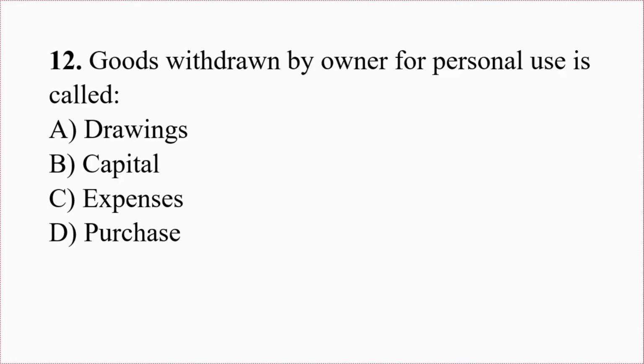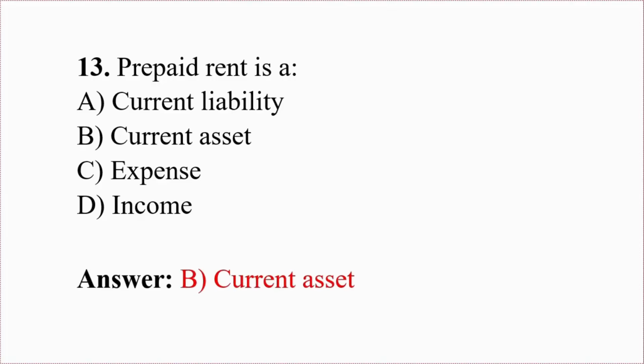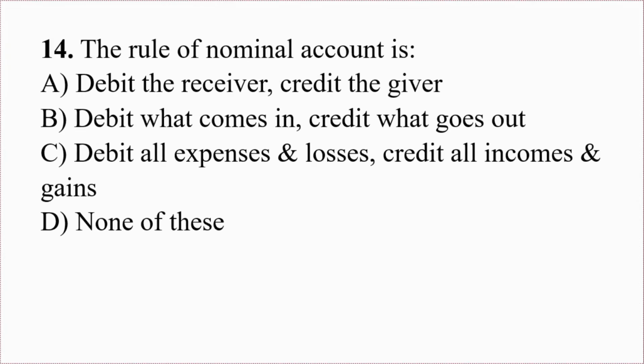The next question is: goods withdrawn by owner for personal use is called option A, drawings. Option B, capital. Option C, expenses. Option D, purchase. The correct answer is option A, that is drawings. The next question is: prepaid rent is a option A, current liability. Option B, current asset. Option C, expense. Option D, income. The correct answer is option B, that is current asset.